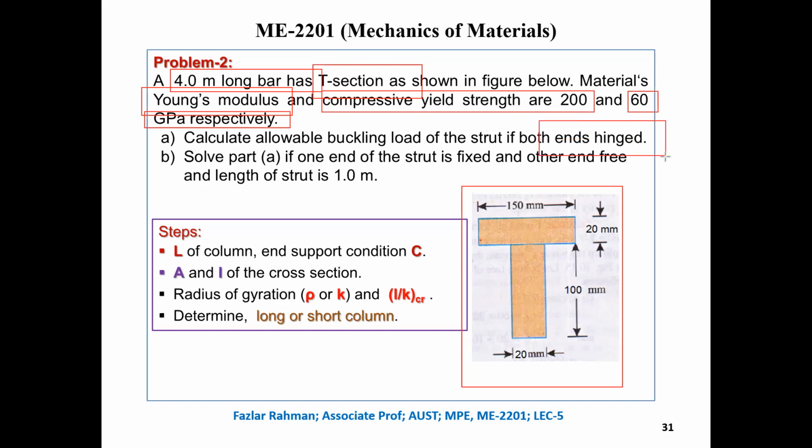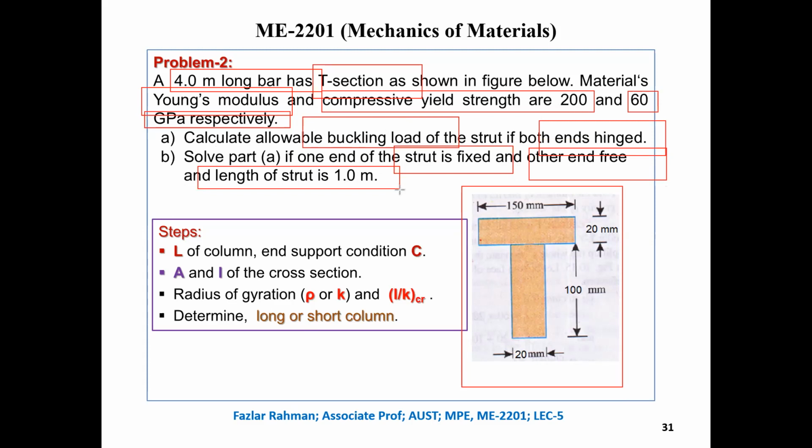And it's saying calculate the buckling load of the strut if both ends are hinged. Hinge means both ends pinned. You have to figure out the buckling load, that means you have to figure out P critical. And it says solve part A, then you need to solve this one if one end of the strut is fixed and the other end free, and also the length is 1 meter.